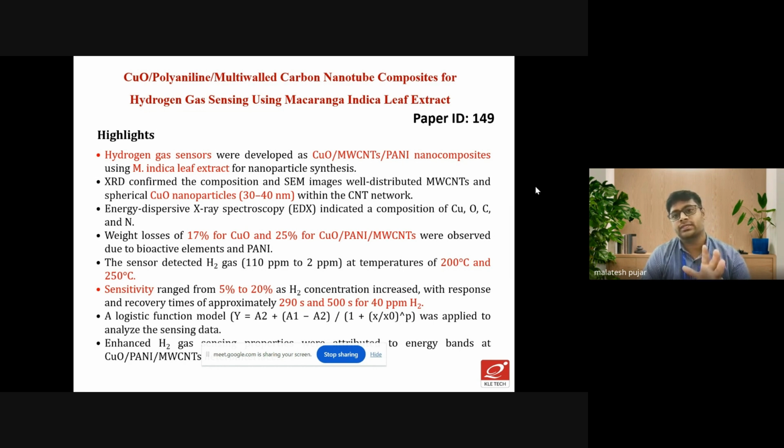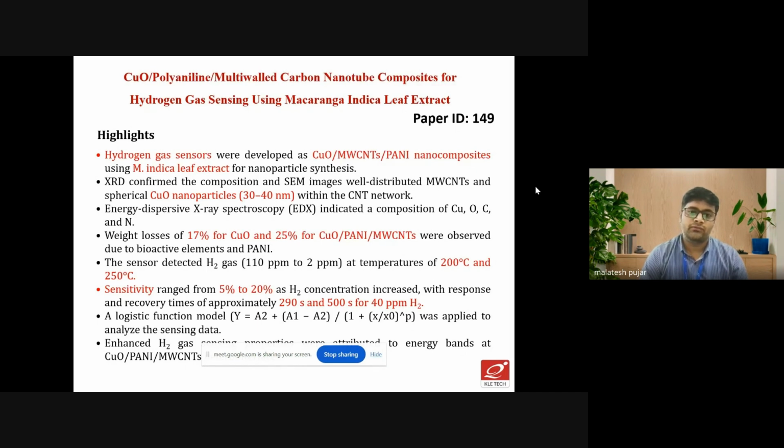Actually, we tried to synthesize the composite of the nanomaterial using Macaranga indica leaf extract, which is used for the hydrogen gas sensor. I will give a brief highlight of that. We have synthesized this using a leaf extract, so you can consider this a green route, of course. We also went for certain morphological studies and compositional studies.